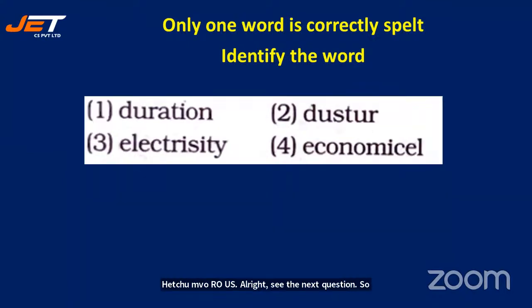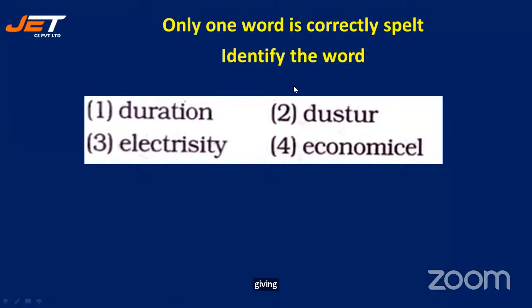So the correctly spelled word has to be identified. Duration, duster, electricity, economical. Okay. So very easy. In fact, I'm sure many of you would have started giving me the correct answer. Let's see the chat box. How many are giving me? Abhiram, you're right. Malesh, you're right. Geeta, you're right. Gayatri, you're right.